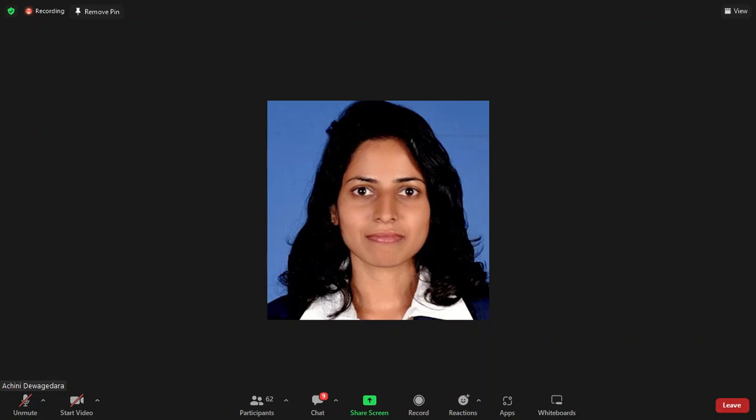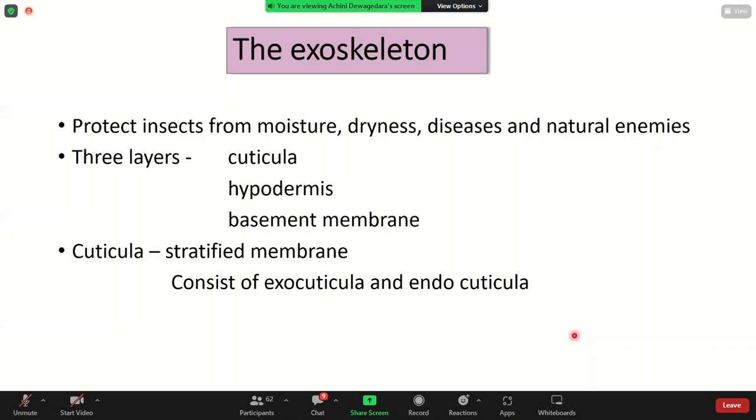I just wanted to show you about the skeleton. So the main function of the exoskeleton is to make the shape, maintain the body shape of the insect. Right?